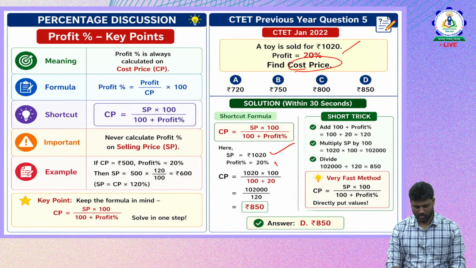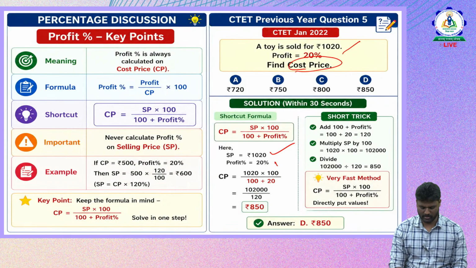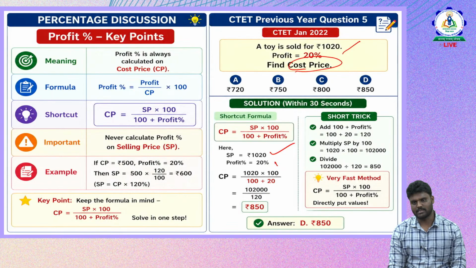So okay, now the formula to identify the cost price. Cost price is equal to selling price into 100 divided by 100 plus profit percentage. Here in the given question, the selling price is 1,020 and the profit percentage is 20%. We need to find the cost price, so apply these values into the formula.